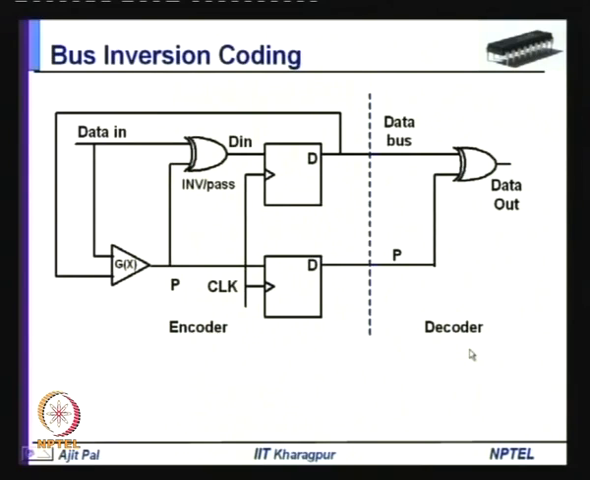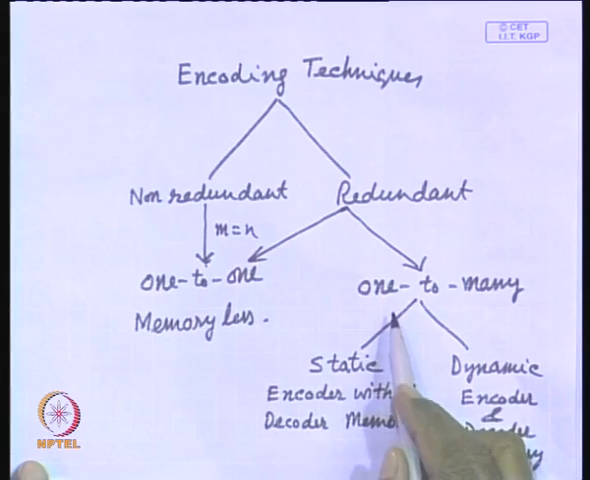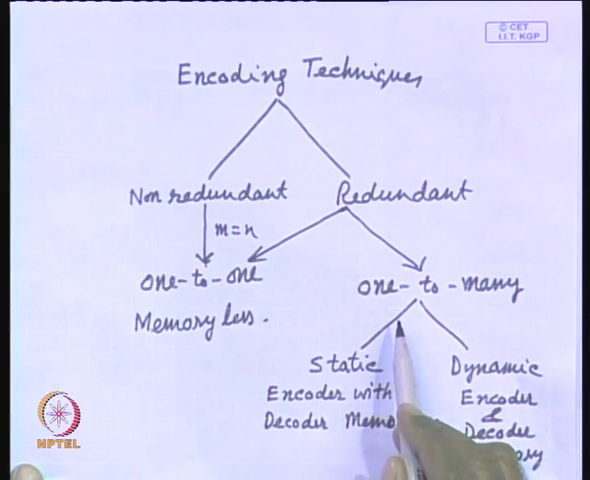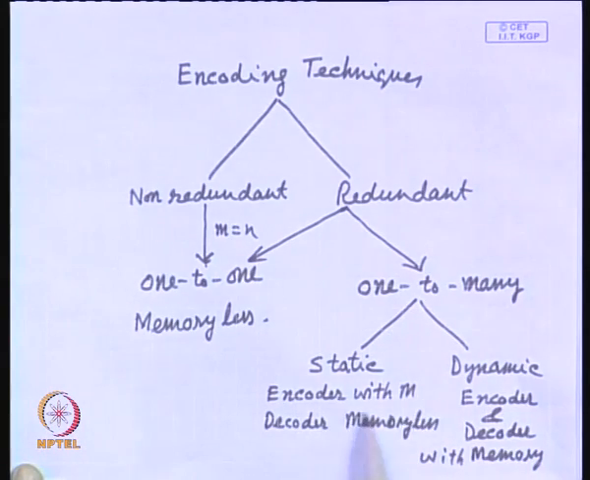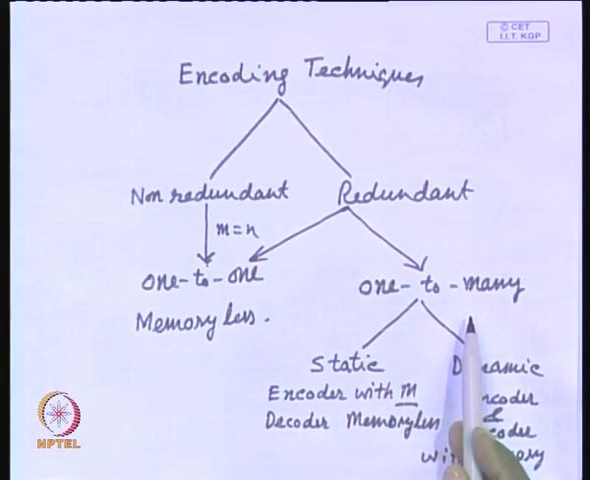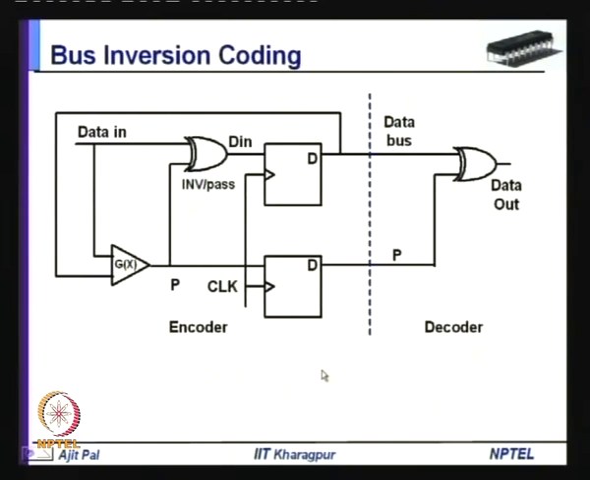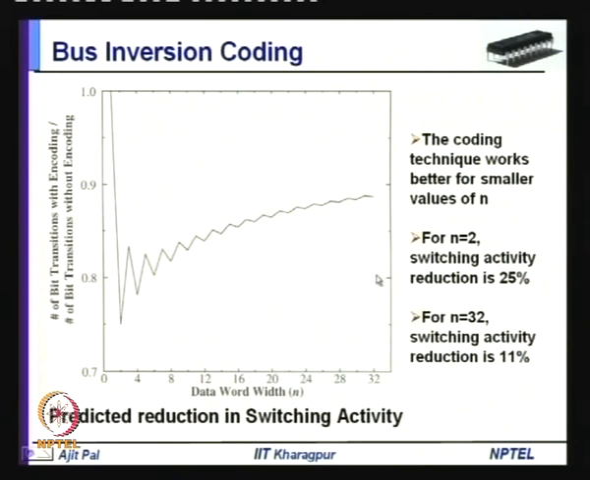I have already told, whenever you are having one to many mapping, in this case it can map to one of two values, the complemented value or the uncomplemented value, and accordingly the encoder is with memory and the decoder memoryless. This is the example of this particular situation, where you have got one to many encoding using a dynamic situation, not a static situation. Okay. So, this is your bus inversion coding. Now, we shall consider another very interesting example. Okay. Before I move to another example, there are some important features of bus inversion coding.